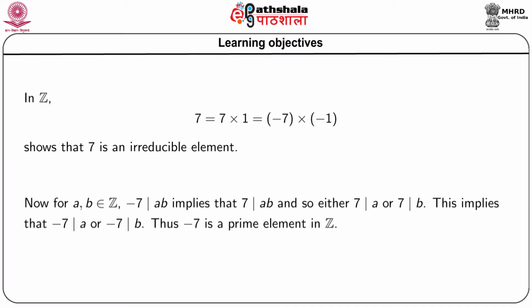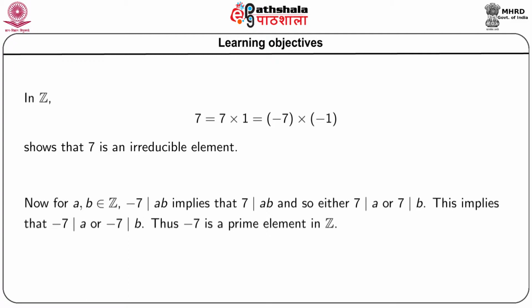Consider 7 in Z, then 7 has only two factorizations, namely 7 cross 1 and minus 7 cross minus 1. In these two factorizations, we have 1 and minus 1 which are units. Thus, 7 has no factorization as a into b in Z such that neither a nor b is a unit, and hence we conclude that 7 in Z is an irreducible element.